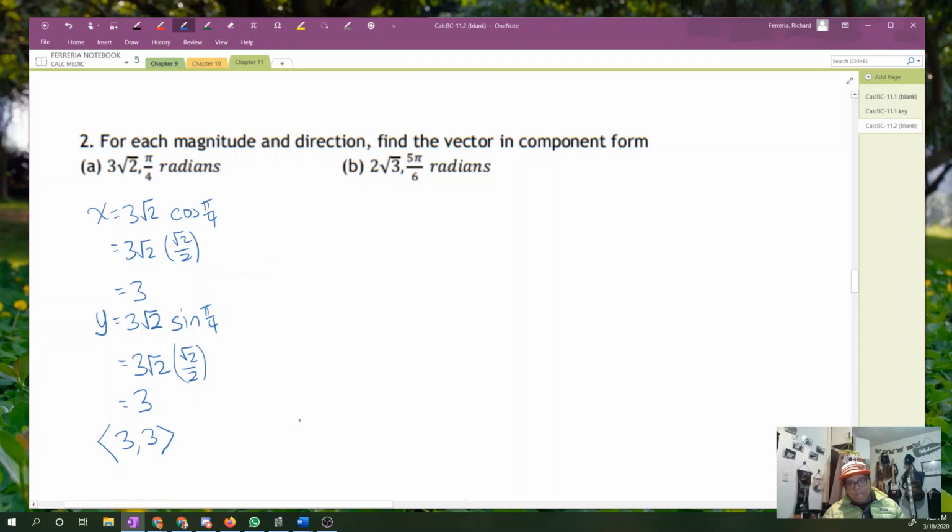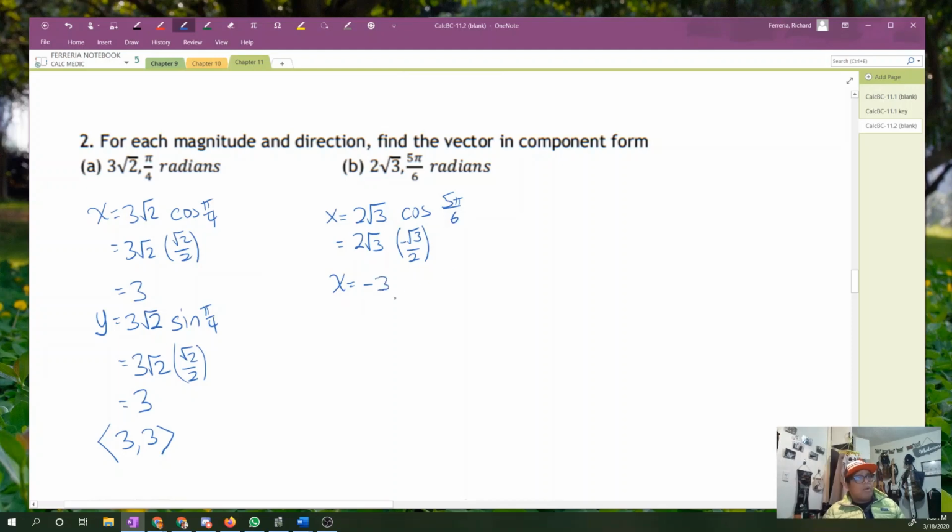Okay, great. Let's take a look at letter B then. We're going to do the same thing. x equals 2 root 3 cosine of 5 pi over 6. What's the cosine of 5 pi over 6? That is, let's see, in the second quadrant. Cosine is going to be the longer of the two, so that is negative rad 3 over 2. So x equals negative 3.